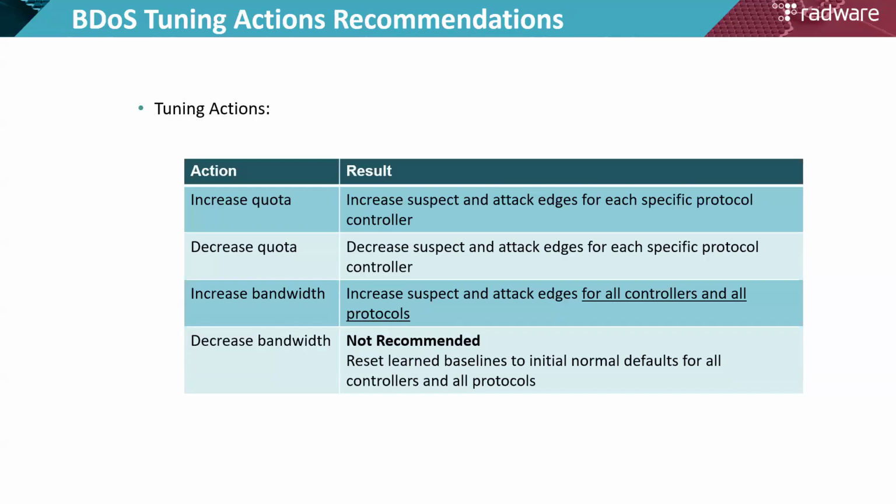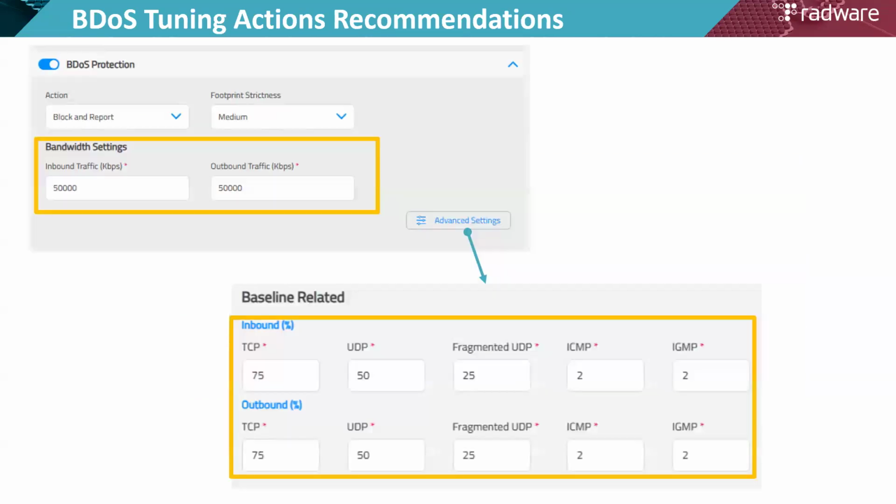If we increase the quota, it will increase the separation, or the gap, between the lines. Decreasing the quota will decrease the gap. So these three things are important and it is configurable under the BDOS setting. Increasing the bandwidth, you will be doing it here. And increasing or decreasing the quota, you will be doing here under the advanced settings.